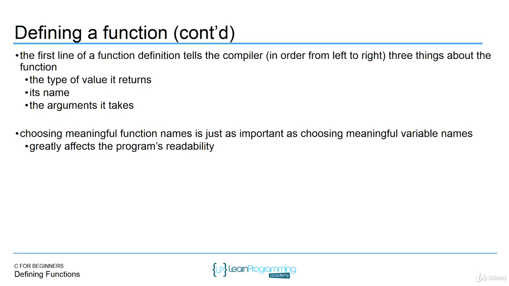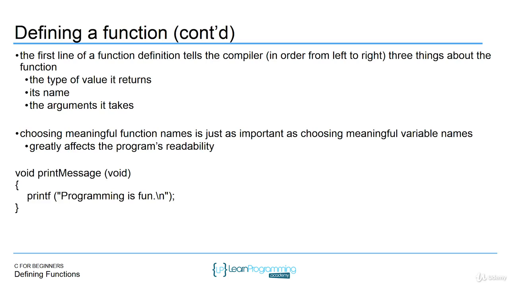It's just as important as choosing meaningful variable names. It greatly affects the program's readability. So do not name functions X or Y. Name the function based on what it's going to do. If it's adding two numbers, name it add. If it's subtracting two numbers, name it subtract.